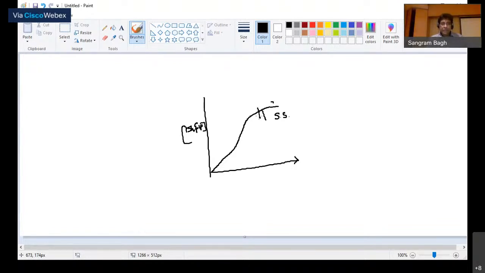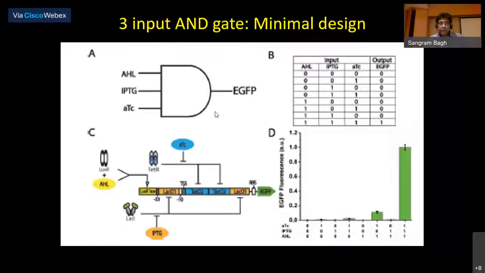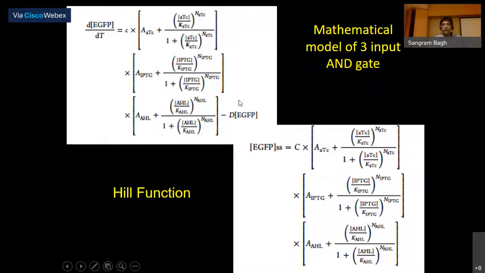Now I'm going to just switch. So this is our Hill equation. Now you take this equation. It is so simple. This is a single equation you can see. So forget about this IPTG and AHL thing. Just concentrate on this ATC thing.